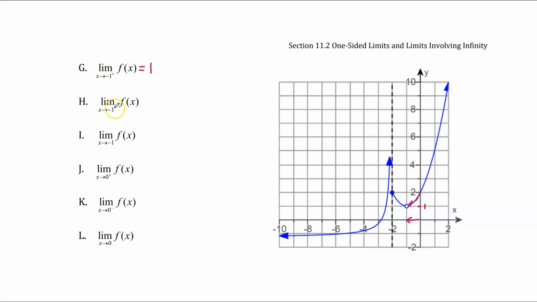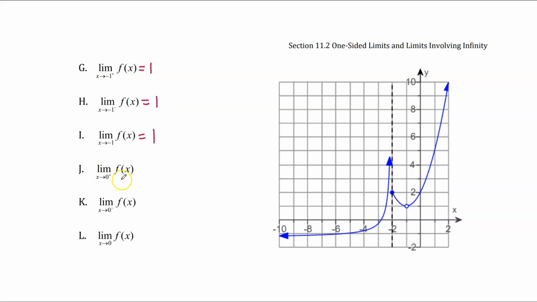Now we look at the left-hand limit at negative 1. So the limit of the function as x approaches negative 1 from the left. The function values approach 1 as well. So therefore the left-hand limit is equal to 1. So both the right-hand limit and the left-hand limit at x equals negative 1 are equal to 1, then we say that the limit of the function as x approaches negative 1 is equal to 1.